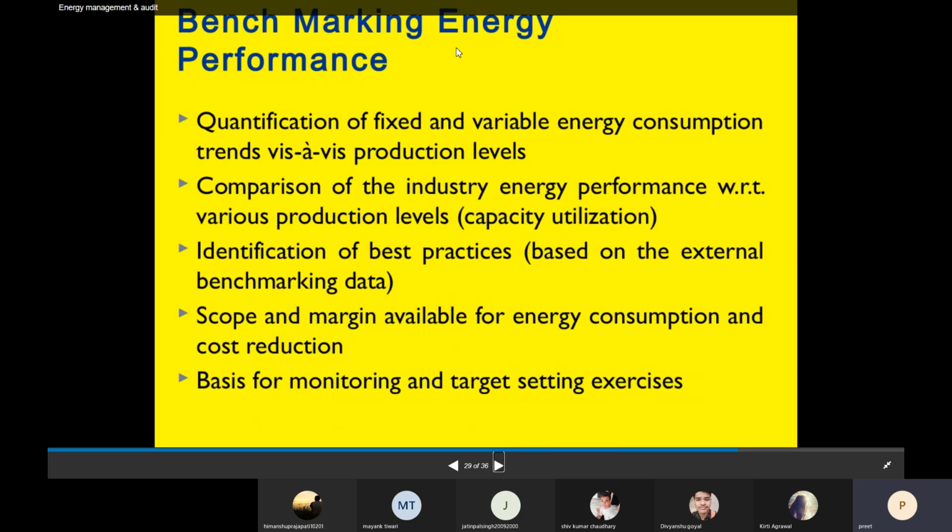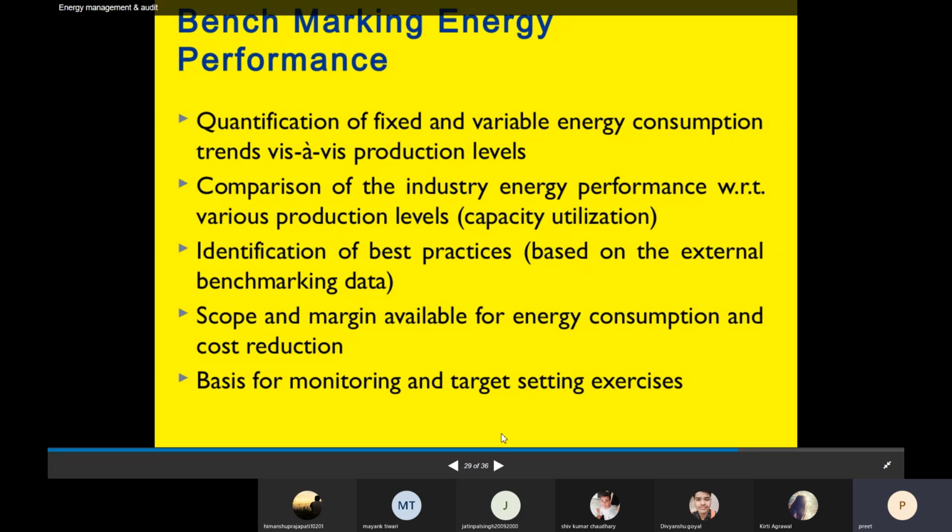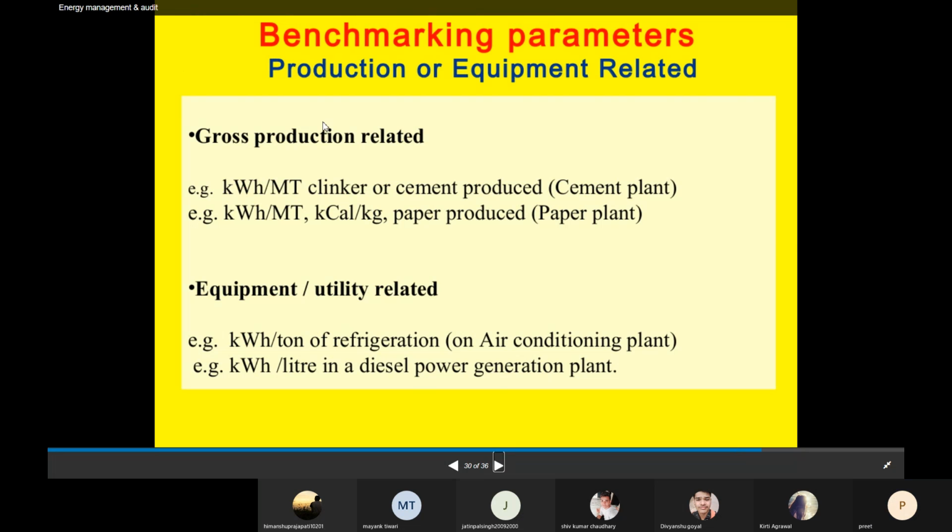Benchmarking energy performance: quantification of fixed and variable energy consumption trend vis-à-vis production level, and comparison of the industry energy performance with respect to various production levels is done under this. Identification of best practices would take place. Scope and margin available for energy consumption and cost reduction would be determined. It is the basis for monitoring and target setting exercises.